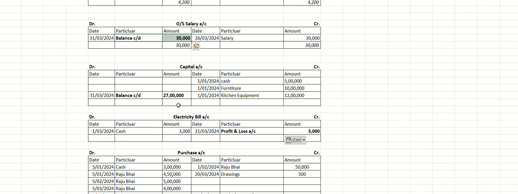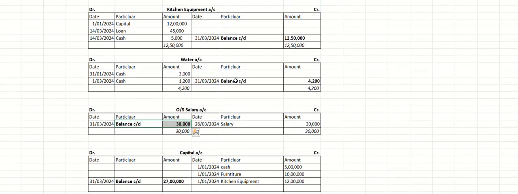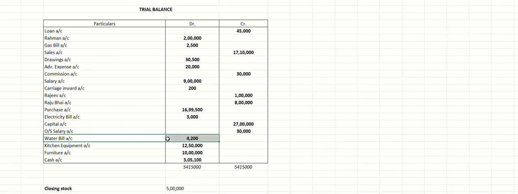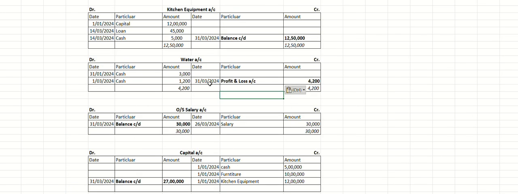Now we have water. Water, of course, it is what? It is an expense. So we should take it to profit and loss account. The balance is there in the credit side, and the water bill is taken in the debit side.